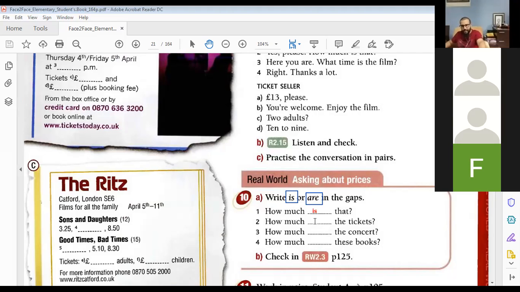What about tickets? Are. How much are tickets? The concert? How much is the concert? And the last one? How much are these books? Yeah, plural. Are? Exactly, yeah. So in English, if you want to ask about anything, that's all you use. Just how much is, how much are, that's all.